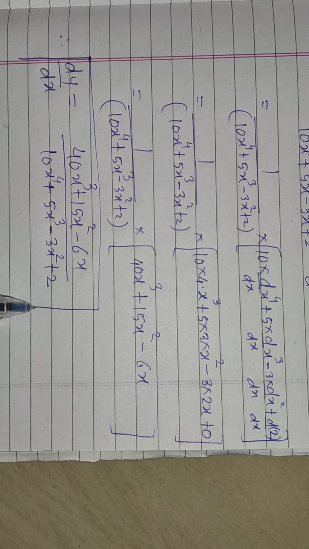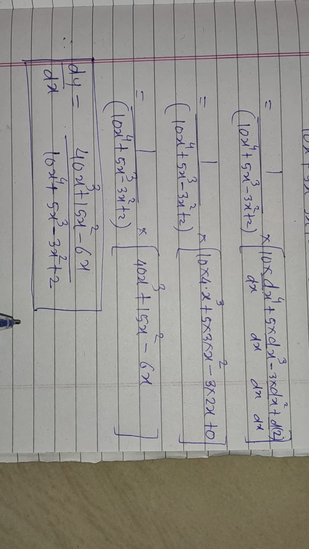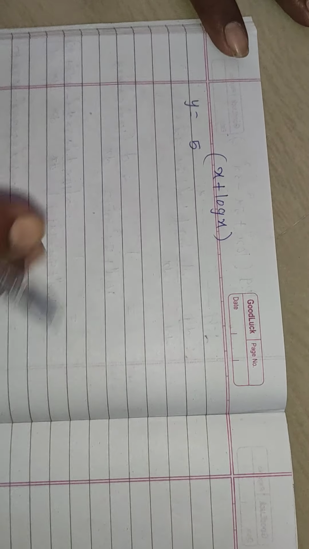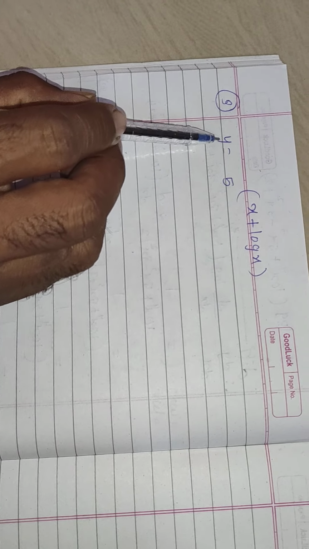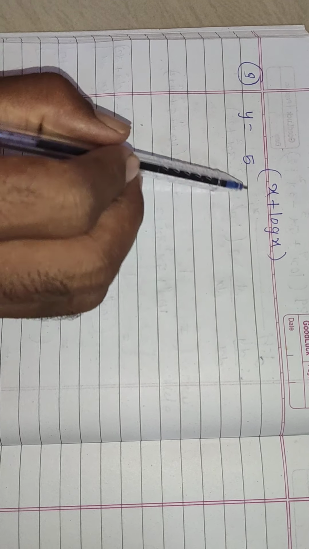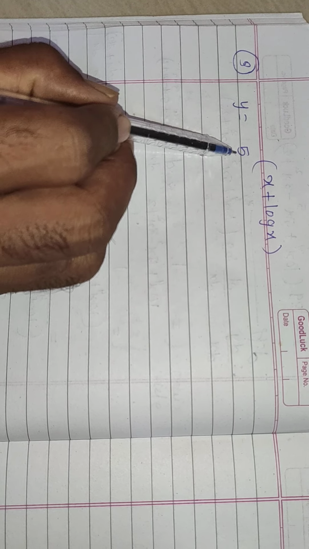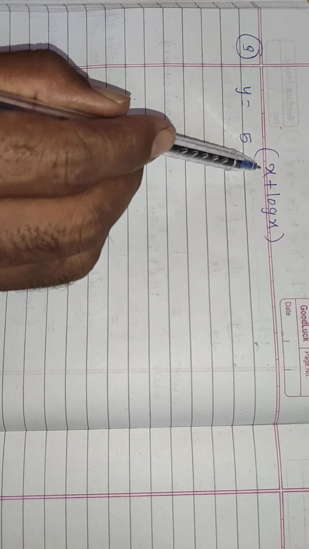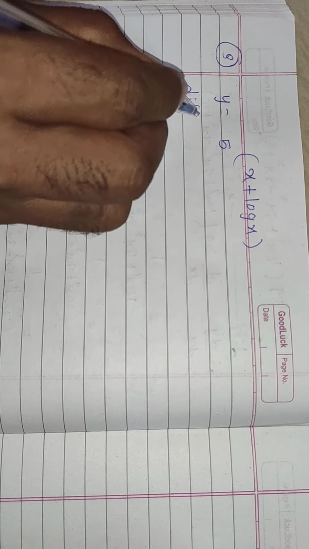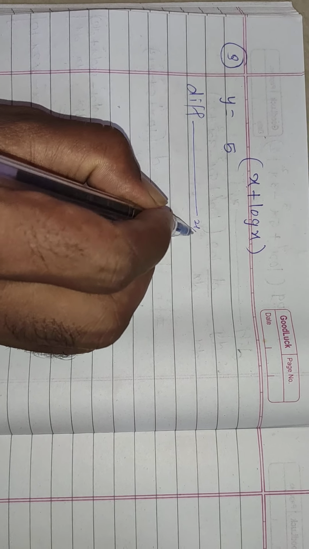Now we have to deal with one last sum. Another question: y is equal to 5 raised to x plus log x. This is the a raised to x form, so we consider this part as x. So differentiate both sides with respect to x.